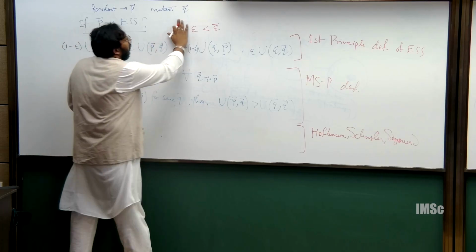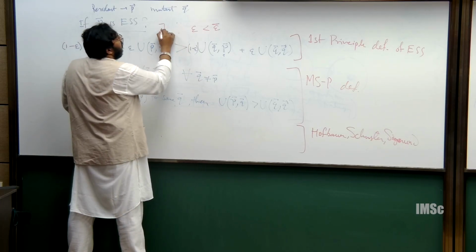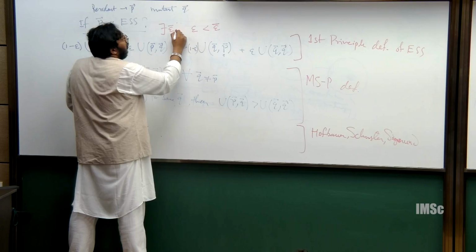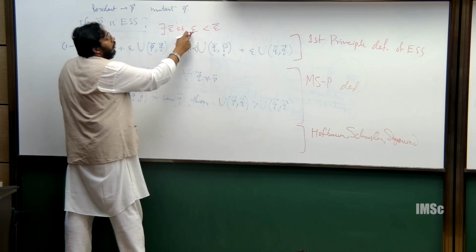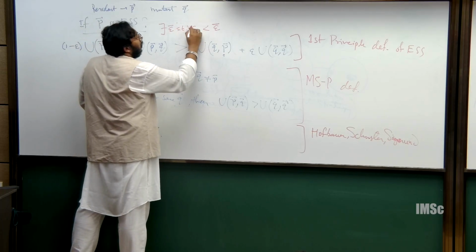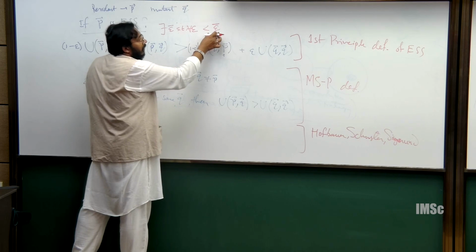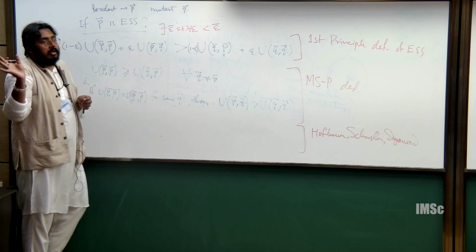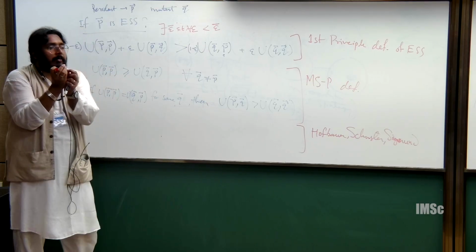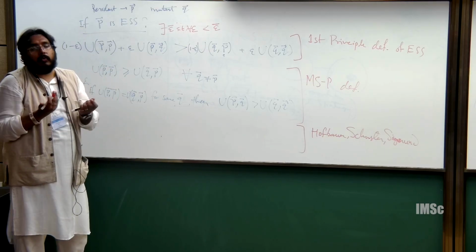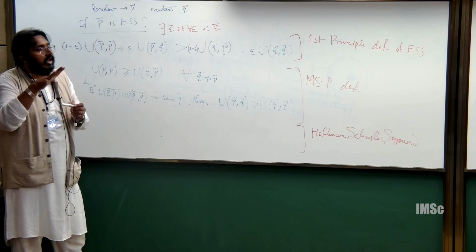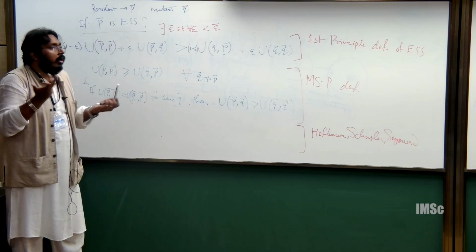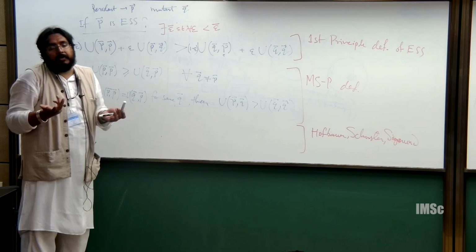Okay, or rather, you should write it more technically as this: there exists some epsilon bar such that for all epsilon less than epsilon bar, this is true. You're basically saying you have a neighborhood of epsilon values where it's going to work. And you keep it vague, because the reason is simple.